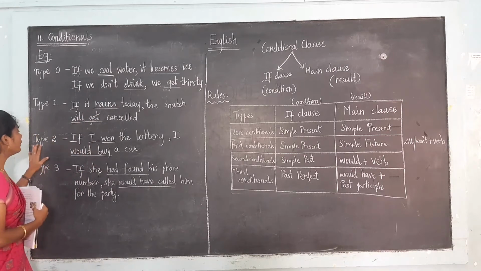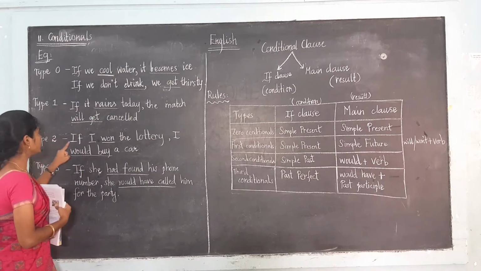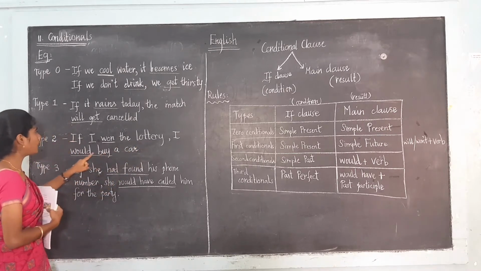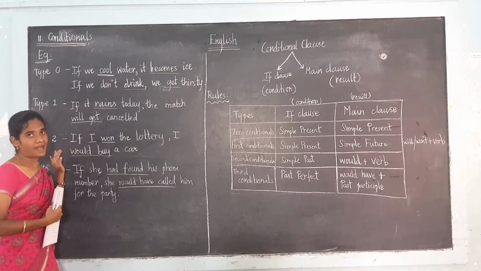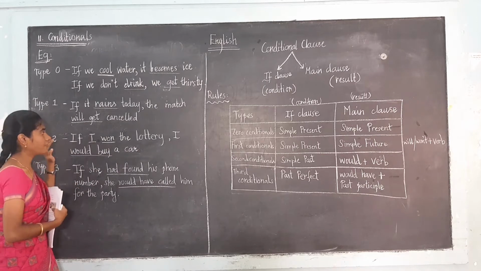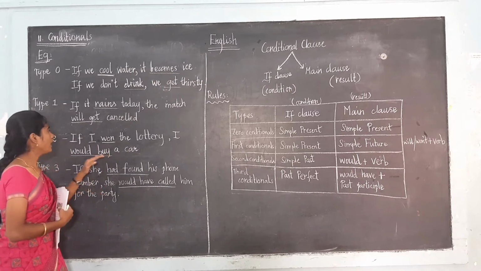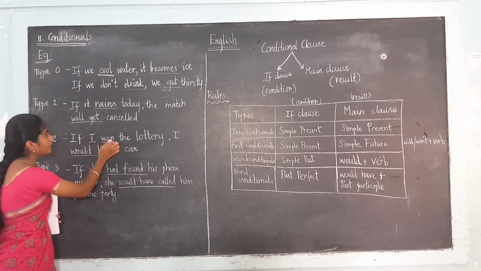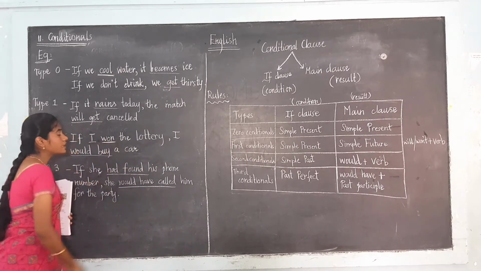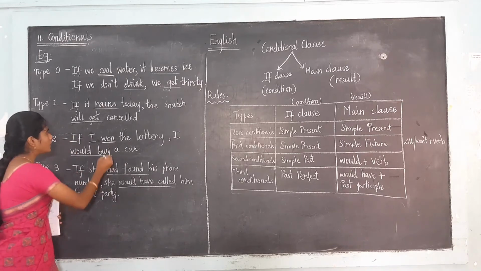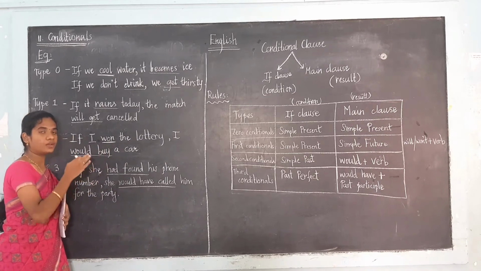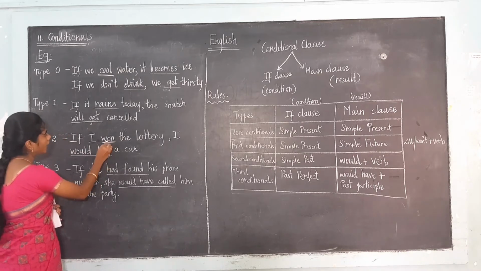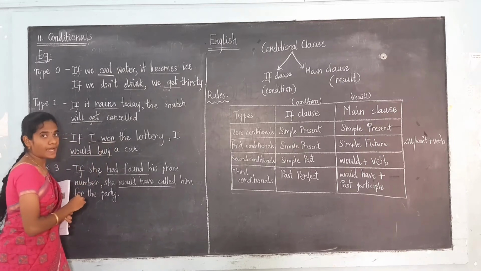See the next one, type 2. See here, if I owned the lottery, I would buy a car. So this is the unreal situation. If I owned the lottery, I would buy a car. See here the if clause is in the past tense. It is in the simple past, that is owned. Here we have written the if clause in the past tense.